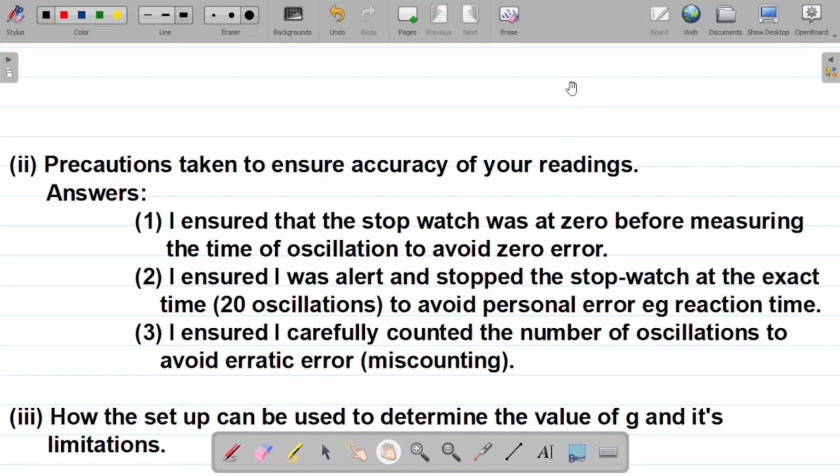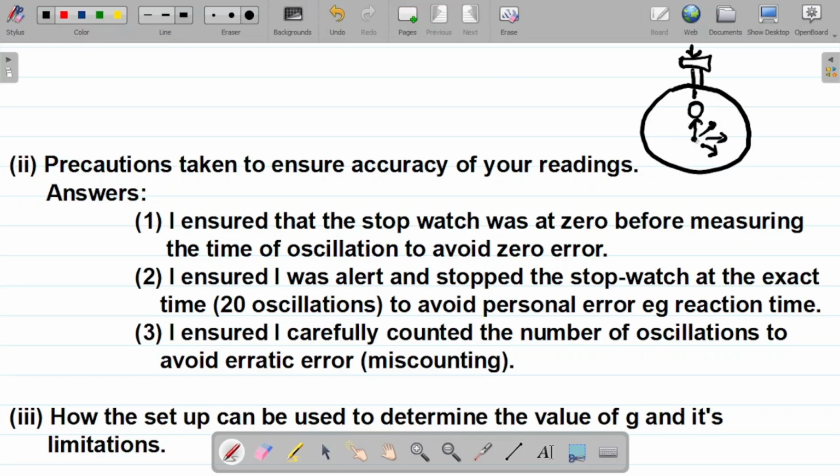So let me try to illustrate this. Let's say I have a stopwatch here, something of this nature, and let me make it big. This is my 0 point, and the pointer of my stopwatch, I'm just assuming this now, is at 0. Now if I press this down and start the stopwatch, the time reads up to 20 oscillations.